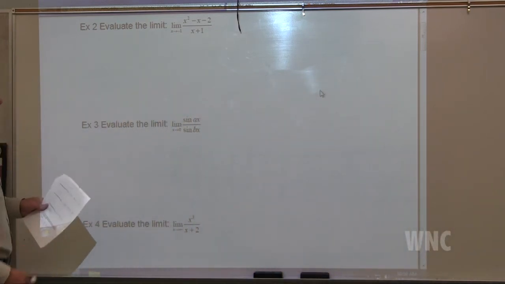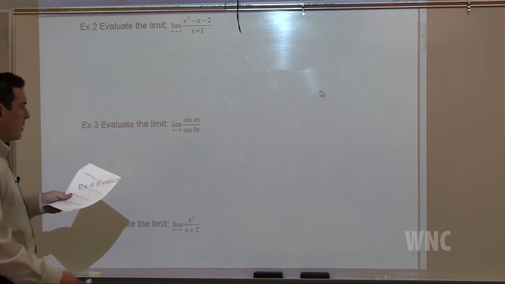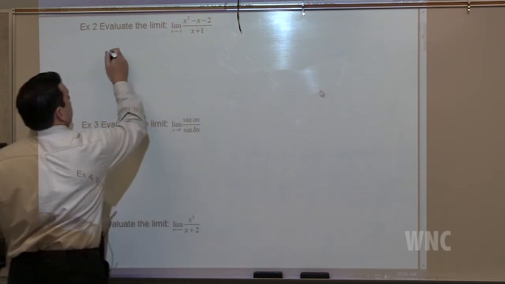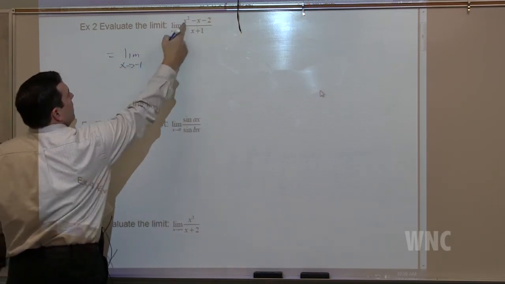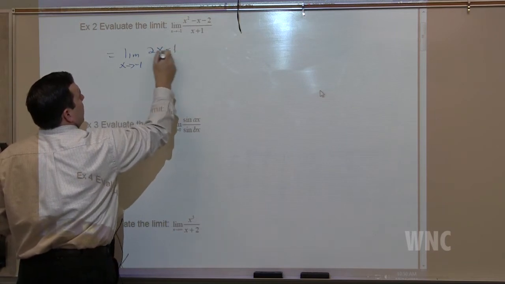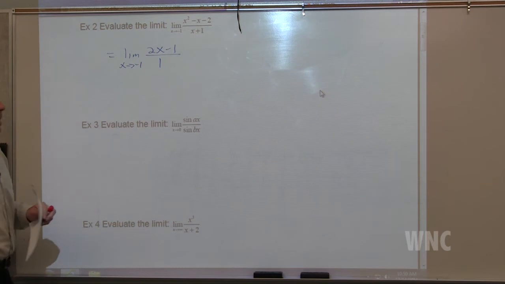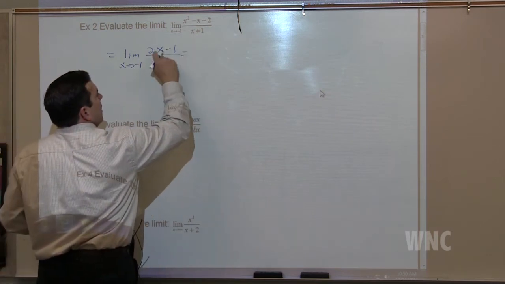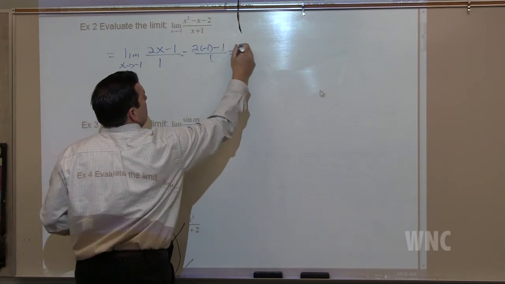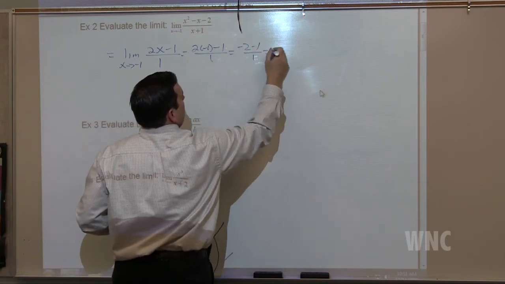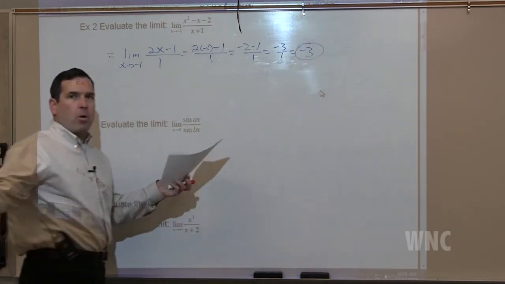Evaluate the limit as x approaches negative 1 of (x squared minus x minus 2) over (x plus 1). So by L'Hopital's rule, that's going to be (2x minus 1) over just 1. Now if I plug in negative 1, it's going to be 2 times negative 1 minus 1 over 1. That's negative 2 minus 1 over 1, negative 3 over 1, which is negative 3. Boom, that's it.